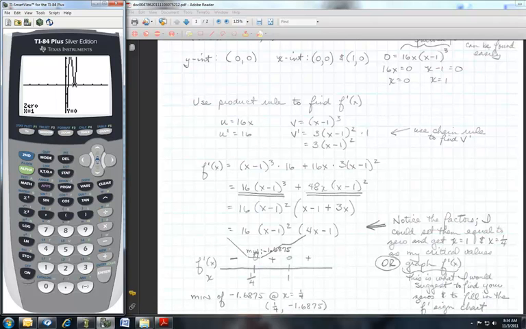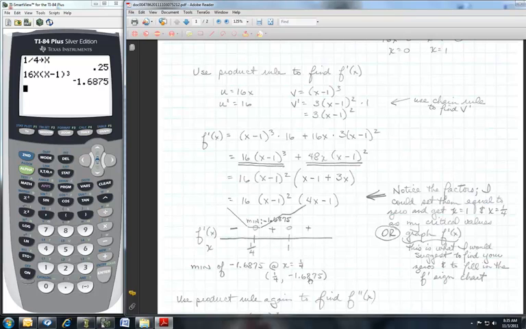I've got one min. To find my min, remember, store in 1/4. So let me get out of this. So 1 divided by 4, storing for x. I'm going to type in my original. So 16x times the quantity x minus 1 raised to the 3rd. And that's where I got that. So my minimum is a negative 1.6875 at x equals 1/4, or that's my coordinate point right here. I'm going to have to hold on to that. That's one piece I'm going to have to use.